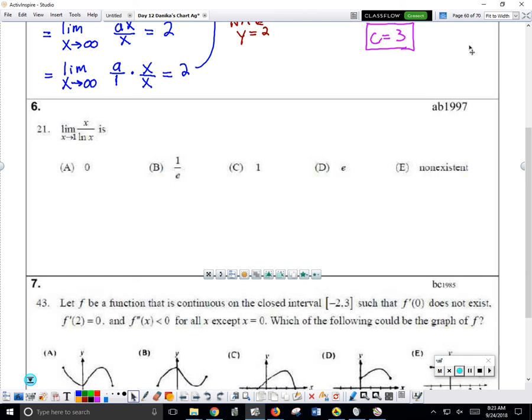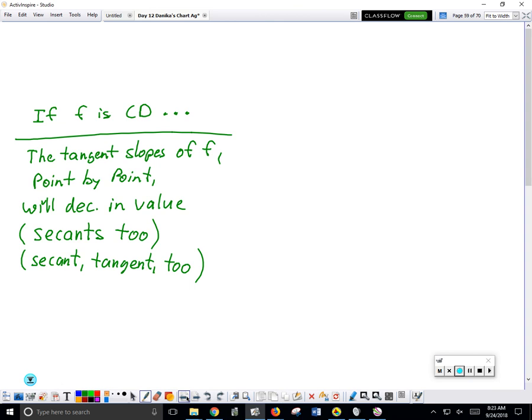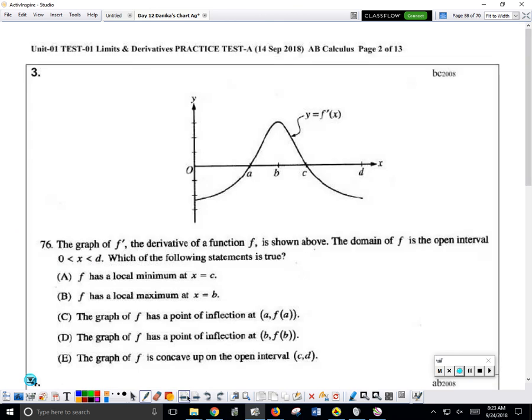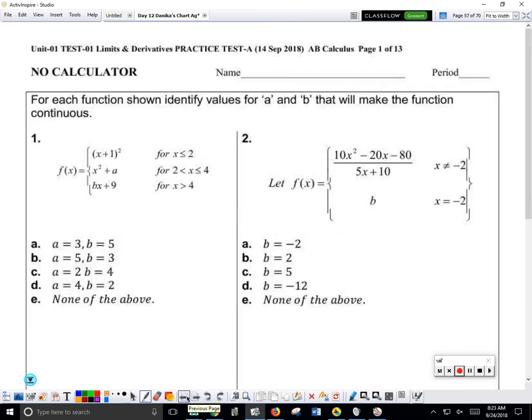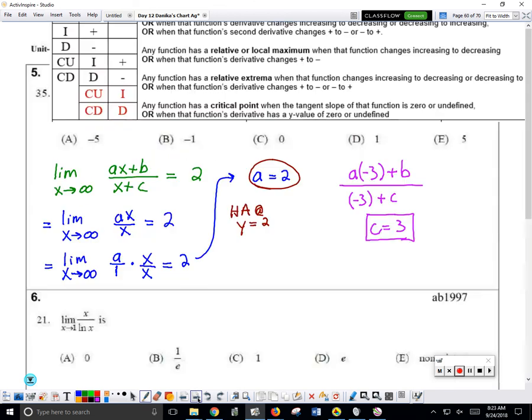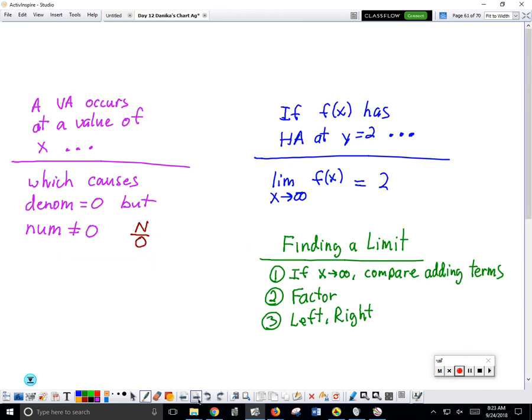Okay, here we go. Number 6 is a limit problem. I've showed you this flashcard already. If I'm trying to find a limit, I first check to see if x is approaching infinity. It's not. I look to factor. I can't. So I'm left with just checking the left and right limits.